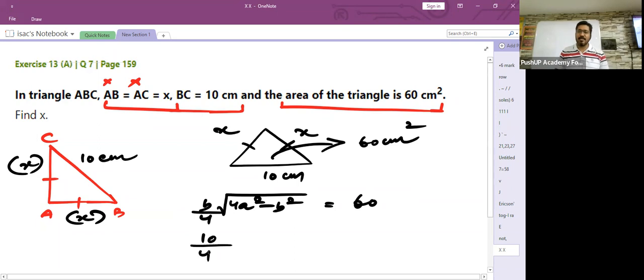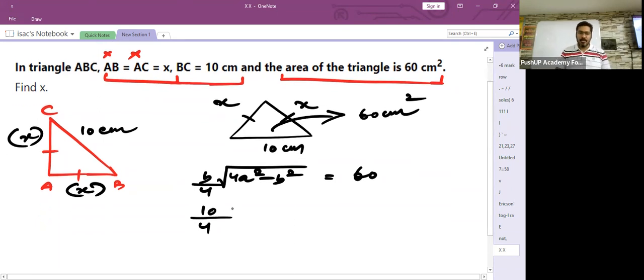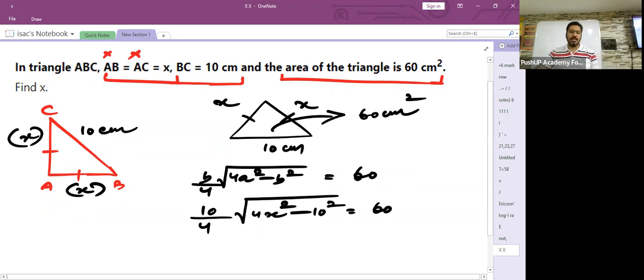It is given. The base is given to you as 10. So 10 by 4 into square root of 4. What are the two equal sides given to you? Children, a stands for the equal sides, and b stands for the base of the triangle. So here the equal sides are given to you as x. So 4x square minus b square is once again 10 square, which is equal to 60.